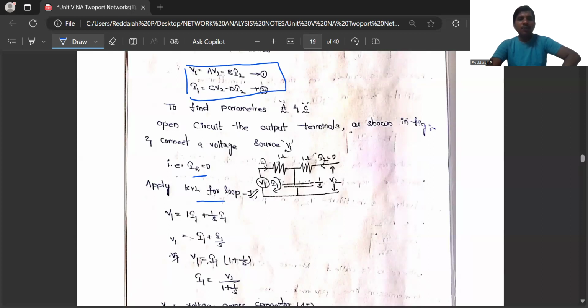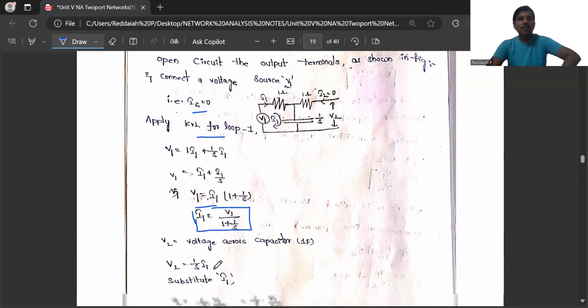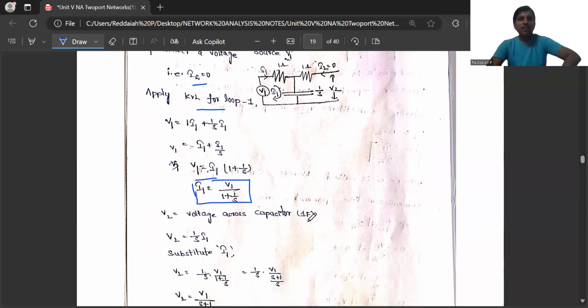Now apply KVL for loop 1. V1 equal to 1 into I1 plus 1 by S into I1. From that, V1 equal to I1 plus I1 by S, so V1 equal to I1 into (1 plus S). From that, I1 equal to V1 by (1 plus S). V2 is the voltage across the 1 farad capacitor, so V2 equal to 1 by S into I1.